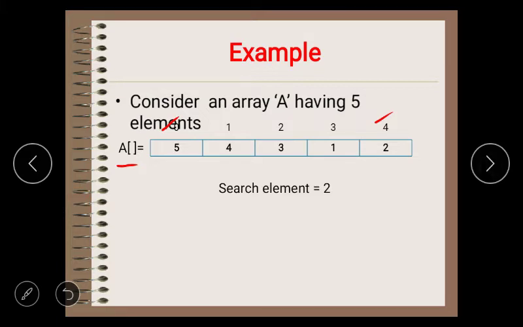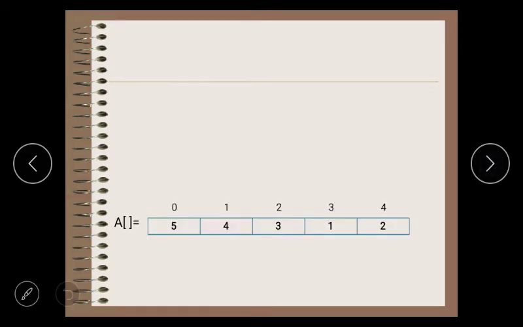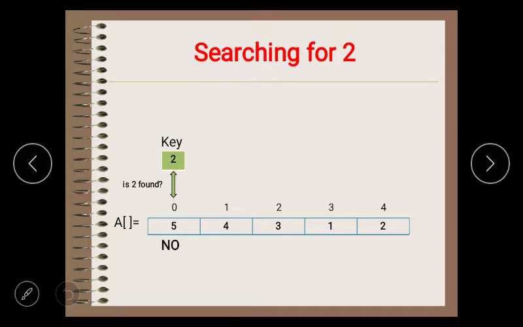Now let me take the search element 2. I want to search whether the element 2 is present in the array or not. We will see this by using linear search. This is the array which I have, and we are searching for element 2. In the first comparison, it will compare the key element, that is the search element 2, with the 0th index position element, that is 5.